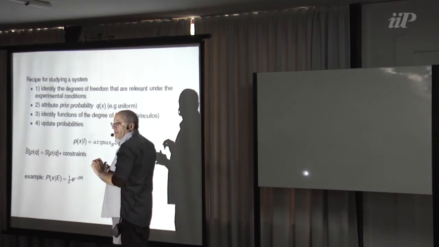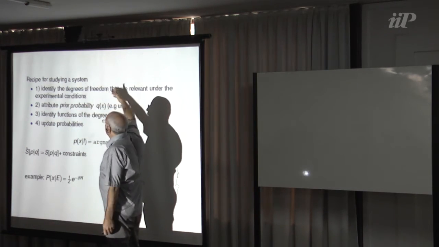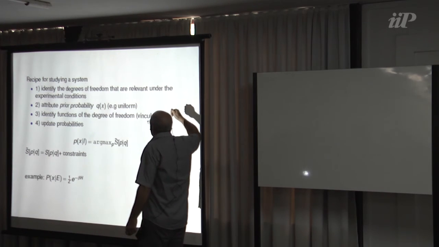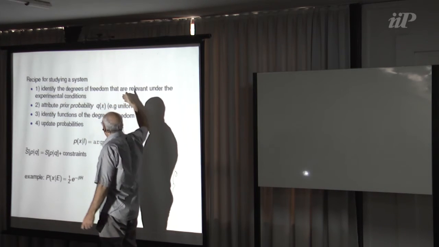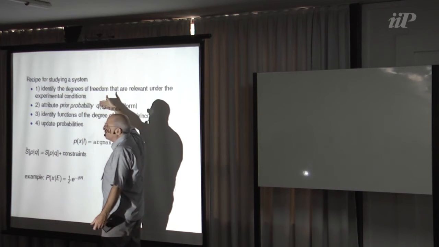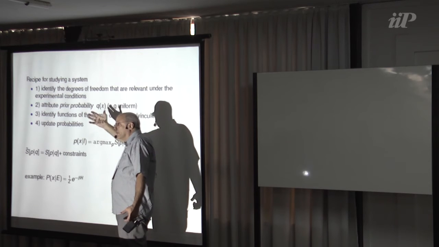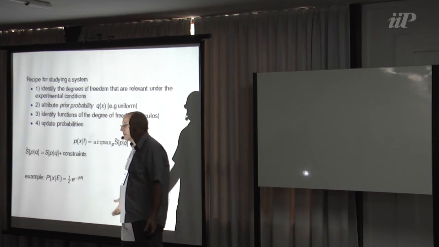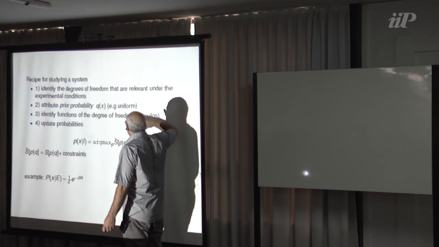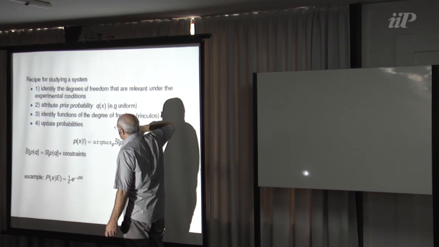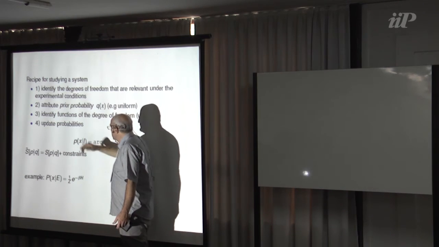Okay, so this is the recipe that I leave you, and this is what I do. You're going to study a problem. You identify the degrees of freedom that are relevant under experimental conditions. You attribute a probability that is prior to anything that you measure. It could be uniform, but if you don't do anything, you're doing something. If you forget about prior distributions, you're doing uniform distributions, which is something that you should assume. I'm doing that. You identify functions, which are constraints. Then you update probabilities using maximum entropy.